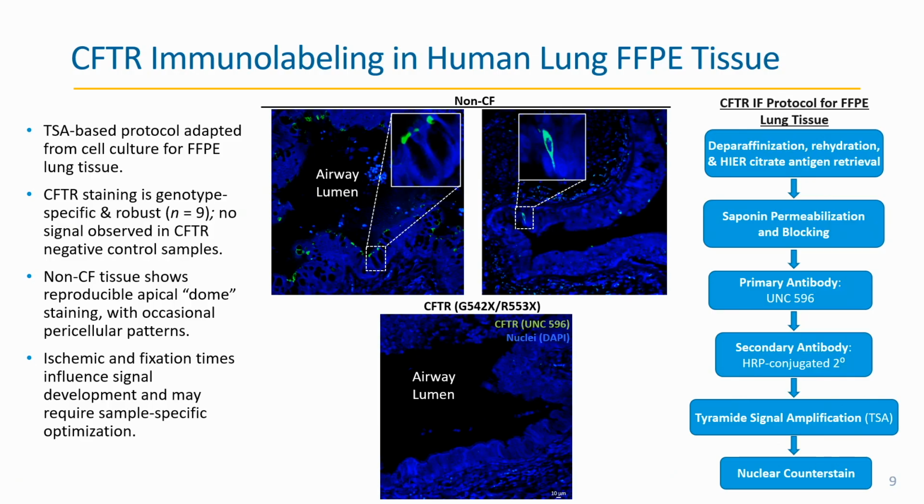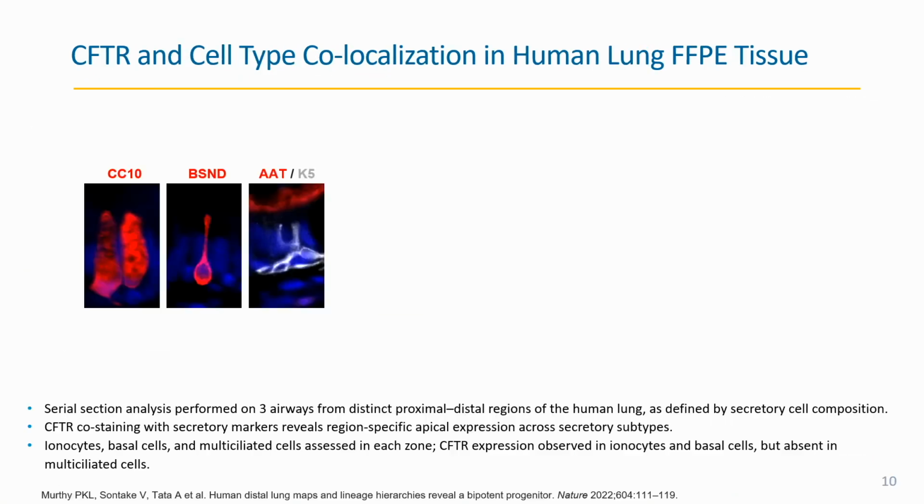We replicated that wild-type pattern across 9 different non-CF donors just to support that this was a reproducible pattern and that this protocol is robust as well as genotype specific. So finally, we're at the big question. What cell types are expressing CFTR in the human airway, and is it differing across the proximal distal axis?